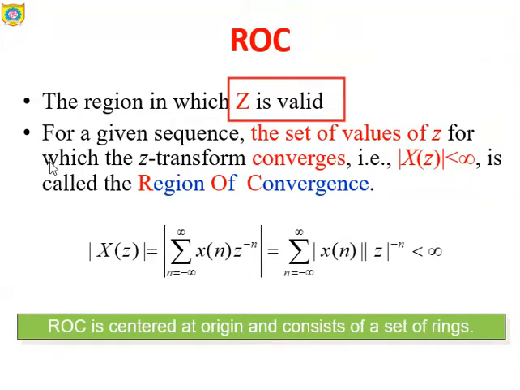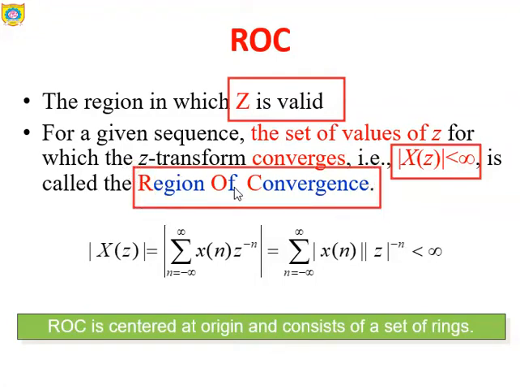Let's see the alternate definition for the ROC. For a given sequence, it is the set of values of z for which the Z transform converges. It means mod of X of z should be less than infinity, and it is called the ROC, that is region of convergence. That is the main objective over here. R is for region, O is for of, and C is for convergence.